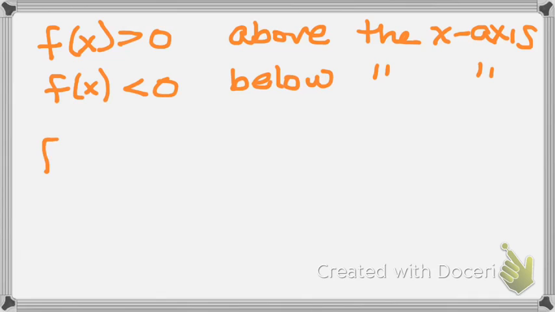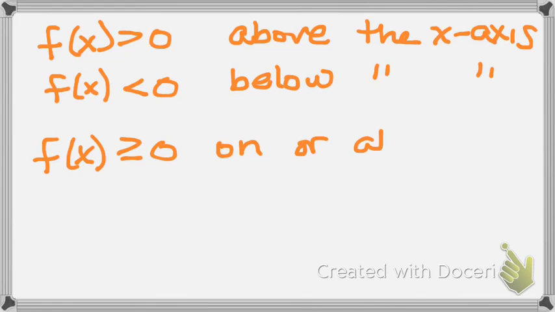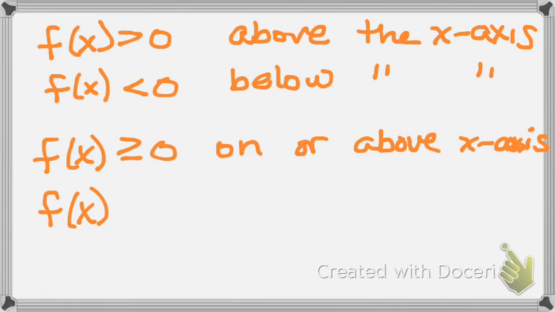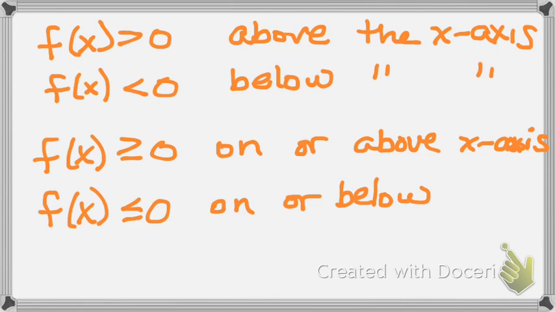What if they say f of x is greater than or equal to 0? What does that mean? Where it touches. Where is it on or above, right? So it means on or above the x-axis. And then, of course, if it says less than or equal to 0, that means on or below the x-axis.